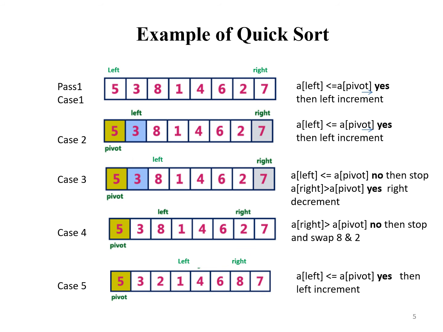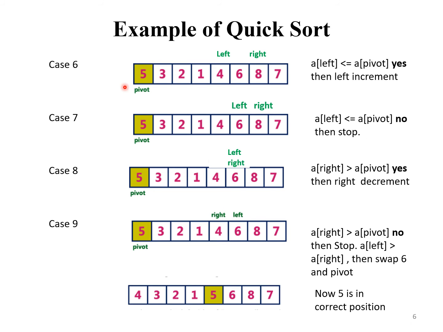Okay. Next, repeat this process and check a of left is less than or equal to a of pivot. Now a of left is 4. 4 is less than 5. This condition is true. That's why left is incremented by 1. So now left is shifted to the next position. So here we check a of left is less than or equal to a of pivot. Now a of left is 6. 6 is less than or equal to 5. This condition is false. So here we stop our left pointer.